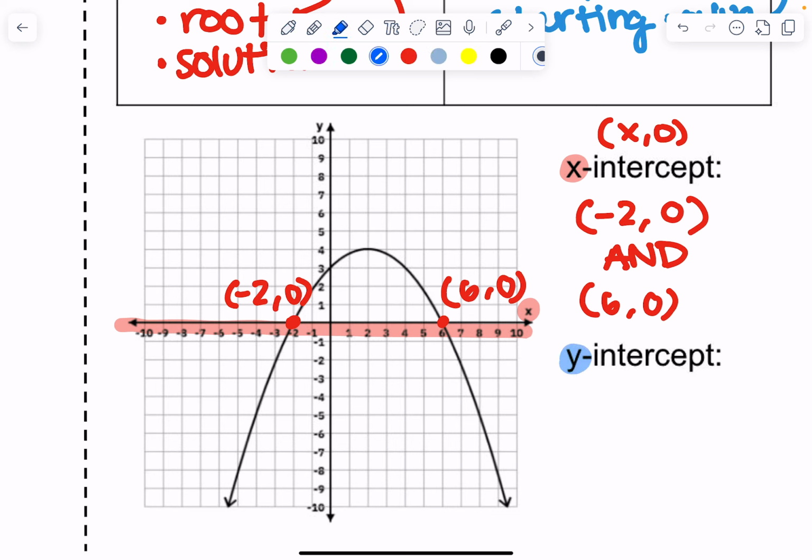For my y-intercept, we are on the y line. So if I look at the y line, I touch at 0, 3. 0, 3. Because remember, y-intercept is always 0, comma, y.